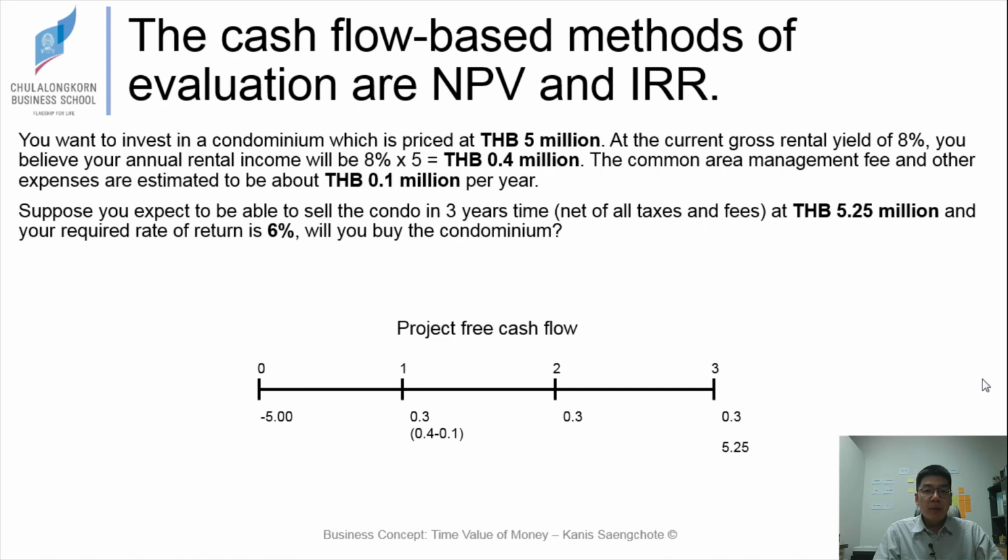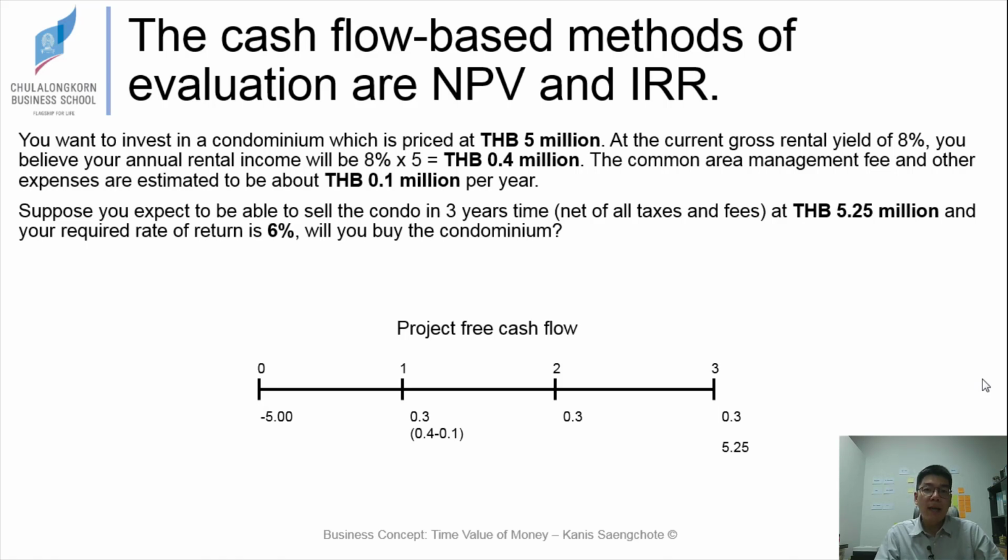Okay, so let's consider a simple example. Suppose you want to invest in a condominium which is priced at 5 million baht. The current gross rental yield of 8%, you can expect to earn about 400,000 baht per year in rental income. Now, there are expenses associated with owning a condominium, for example, the common area management fees and so on. So let's say that's about another 100,000 baht. That means your annual income is going to be 400,000 minus 100,000, 300,000 baht per year.